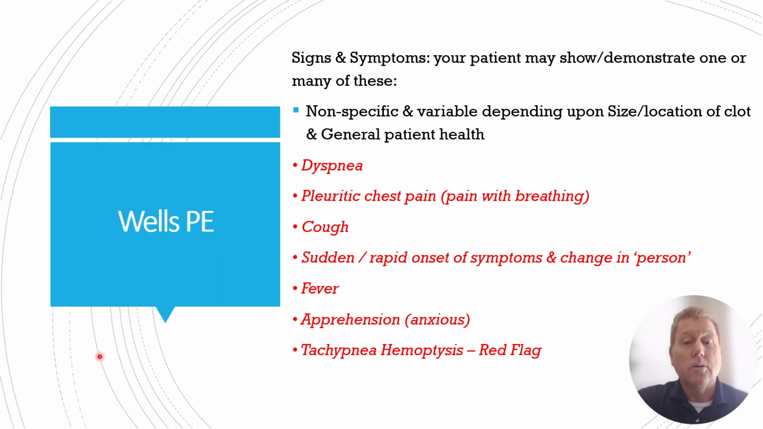All right. So looking at the progression of the DVT to a pulmonary embolus gives us now a Wells pulmonary embolus signs and symptoms. Some of the things that we may see as signs would be difficulty breathing. They would have chest pain. They may even have a cough. This one right here is one that I've experienced several times where they have a rapid change in their personality. They become apprehensive. They become anxious.